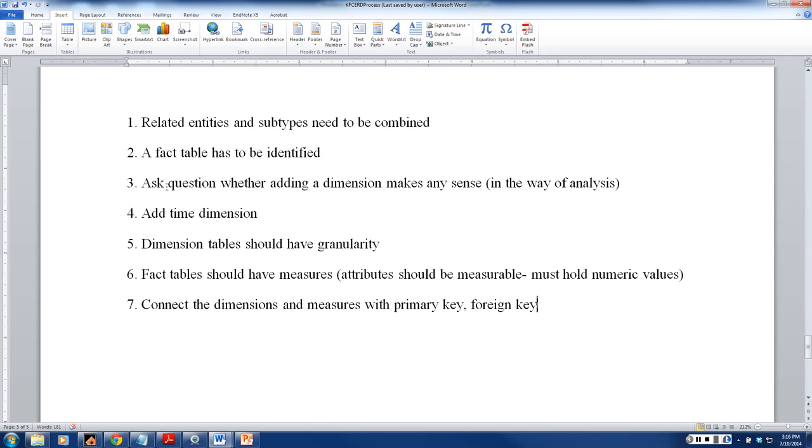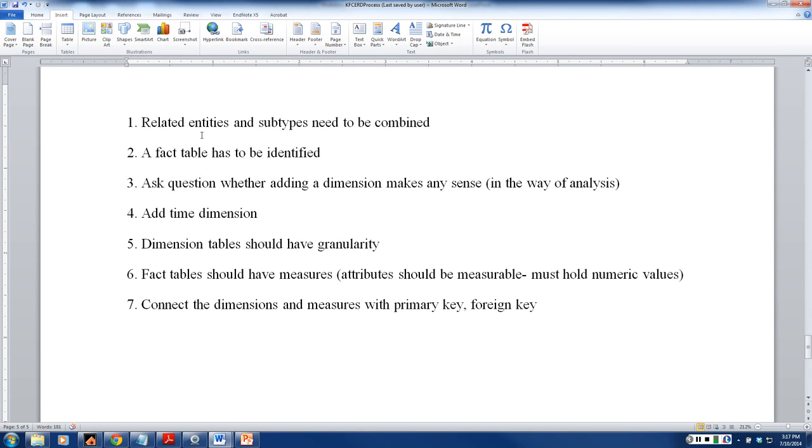So we have an ER model. The first thing we need to do is group certain entities and certain subtypes, and combine them. The reason to do that is we want to have very clear definitions, clearly labeled dimensions. Then we need to identify what's a fact table. That means the whole analysis is based on what? We can add a lot of dimensions, but anytime we do a dimension addition, we need to be careful, and we need to ask: if I add a dimension, does it make any sense to do the analysis? You will see some examples coming up in the case study.